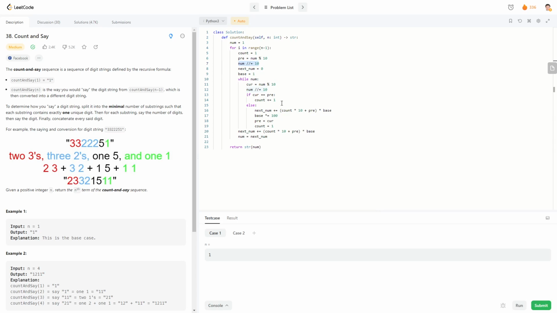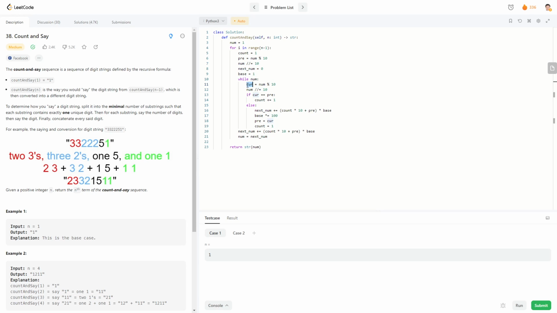Okay, for this question, we will just, as the description said, do the same operation n-1 times. For each calculation, we'll start from the lowest position to the highest position. We can do this by taking the remainder of mod 10, and then the number will be divided by 10.